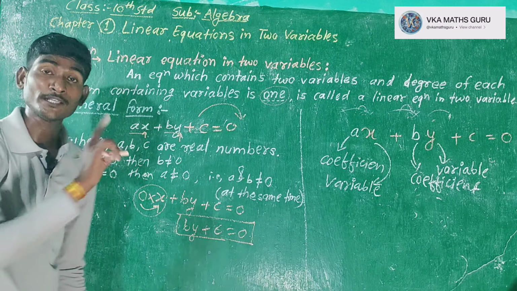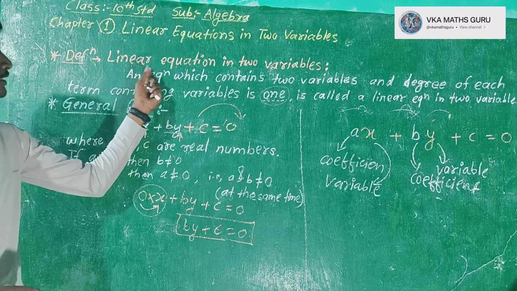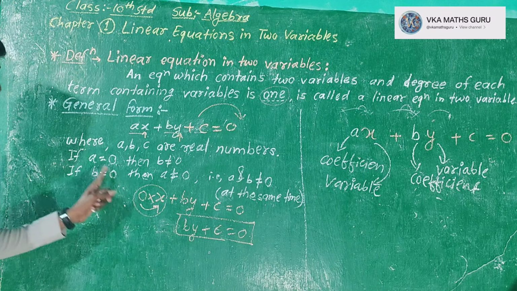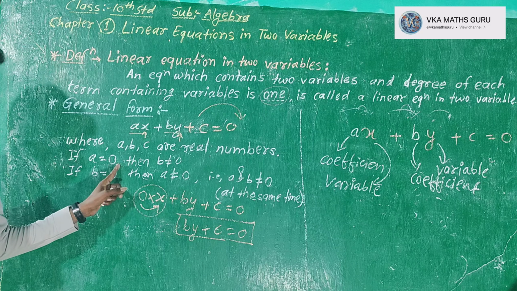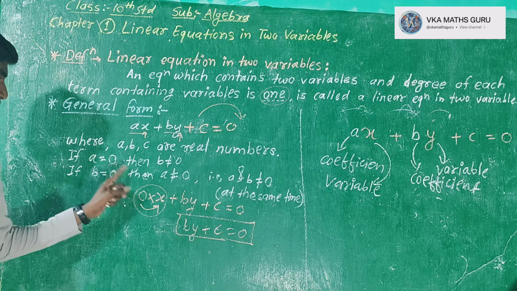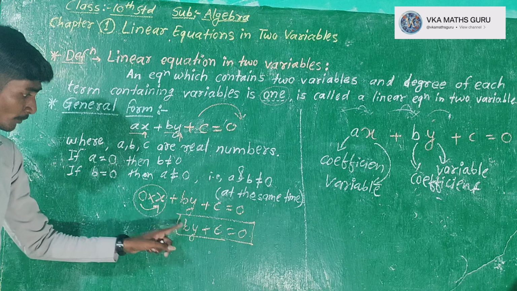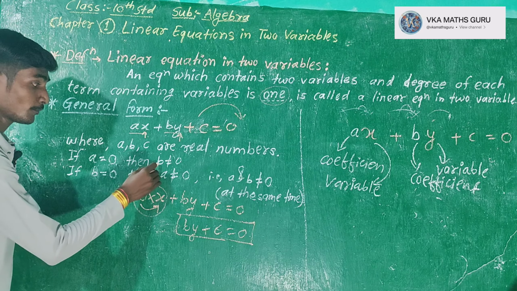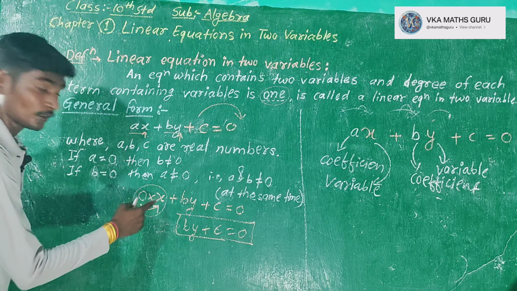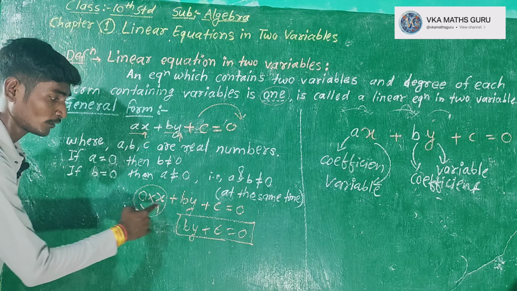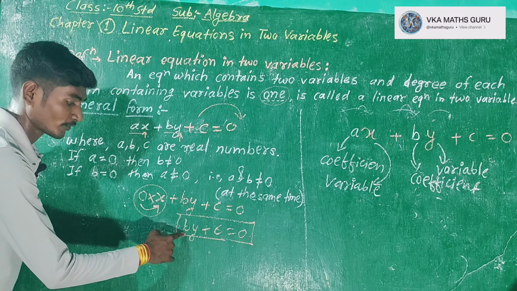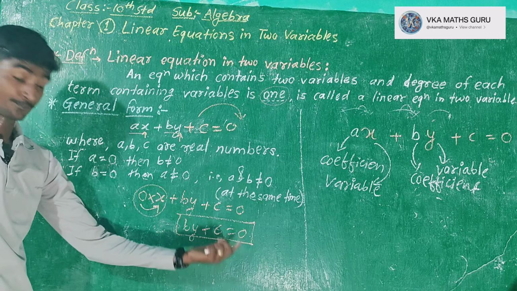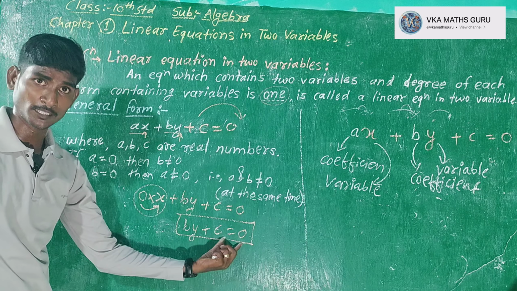Here there is only one variable, but we will discuss the linear equation in two variables, so this condition is not satisfied. Only a is equal to 0, then b is not equal to 0. So if we take a is equal to 0, then we get the equation by plus c is equal to 0. So this is also a linear equation in two variables.